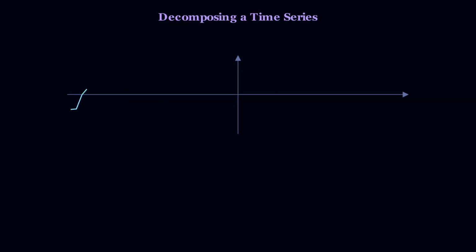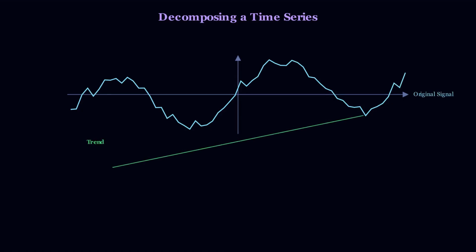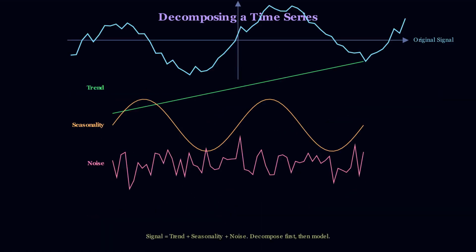Every time series is the sum of 3 things. Trend, the long-run direction. Up, down, flat. Seasonality, the repeating cycle. Sales spike every December. Noise, the random leftover that no model captures perfectly. Split them apart, and you understand what you're actually forecasting.